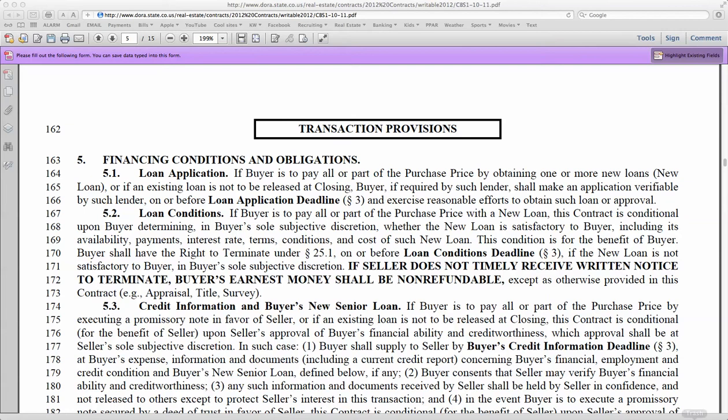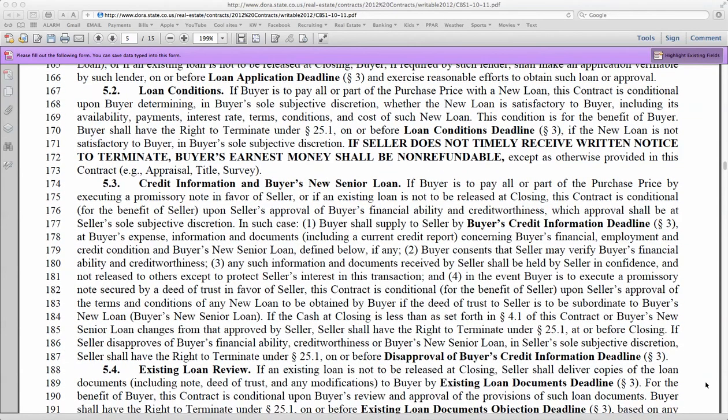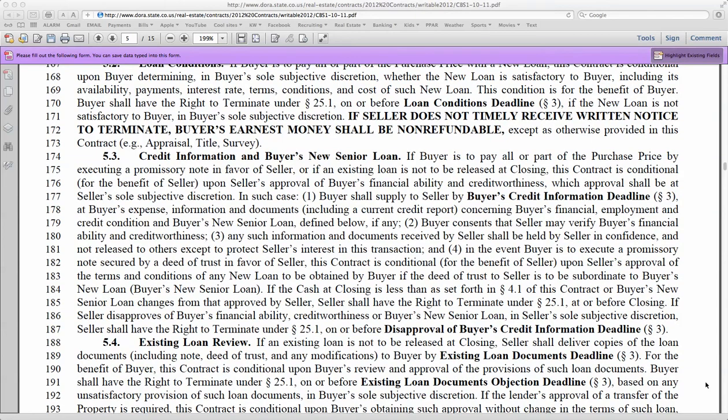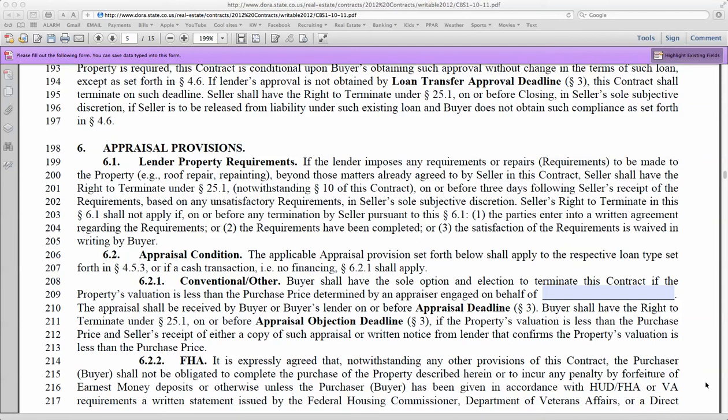5.3 and 5.4 only apply if the buyer is going to be using the seller for financing, such as assuming their loan or seller financing. Section 6, appraisal.